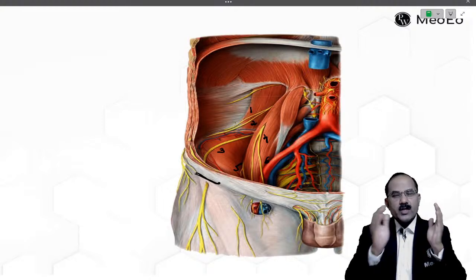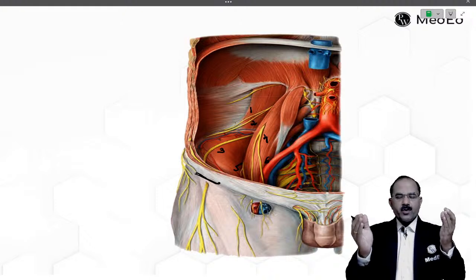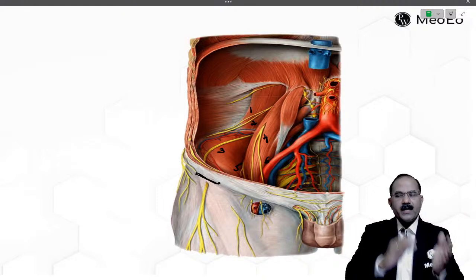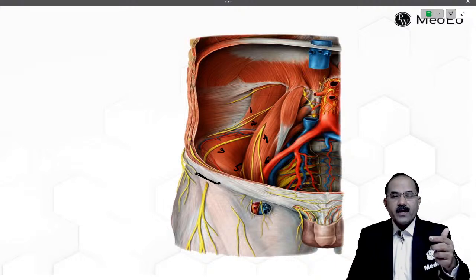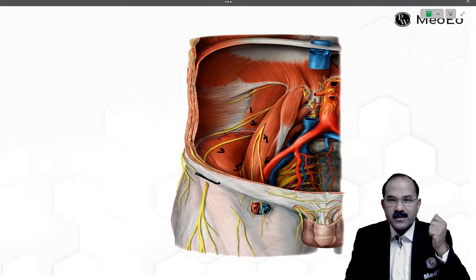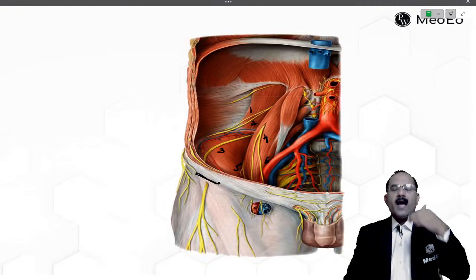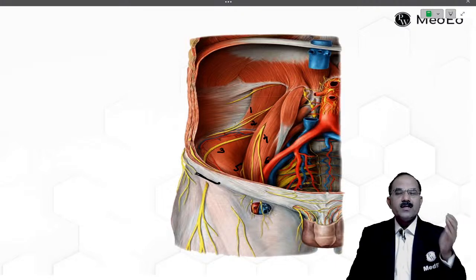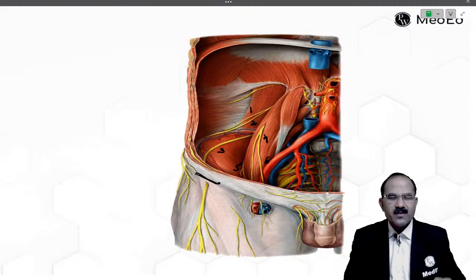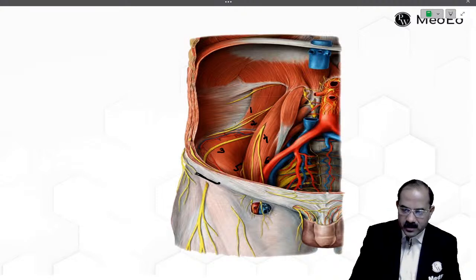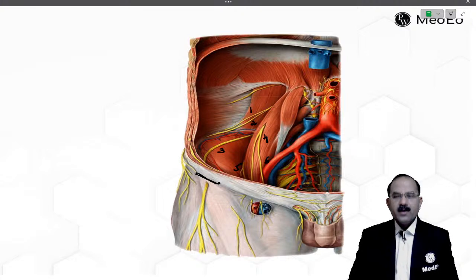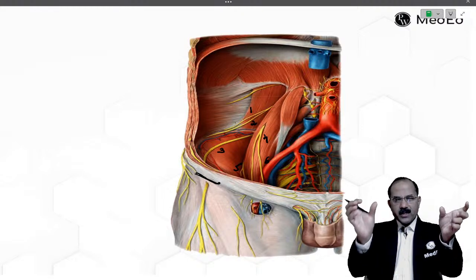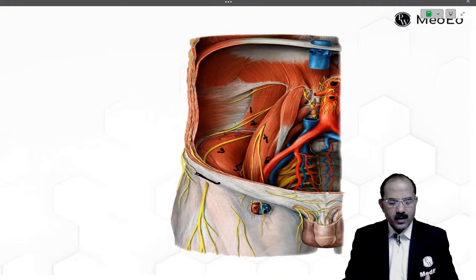Number 4 is the genitofemoral nerve. This genitofemoral nerve divides into 2 branches, a genital branch and a femoral branch. The genital branch of the genitofemoral nerve is a content of the spermatic cord in males. And the femoral branch of the genitofemoral nerve, where have you come across this? Can anyone tell me? The genital branch goes on the spermatic cord. What about the femoral branch of the genitofemoral nerve?